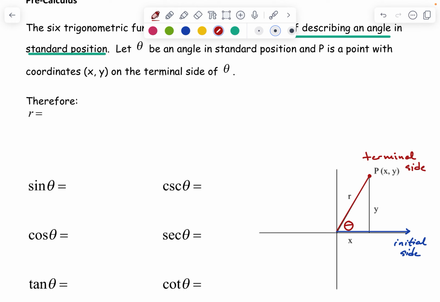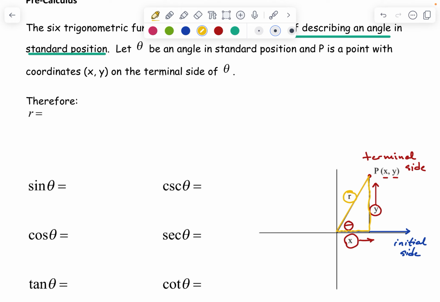And so we reach this point P that has coordinates x and y. Remember, the x comes from moving right or left. The y comes from moving up or down. In this case, we're moving right and moving up, but that could change based on any theta. As we measure this out, we have our x side right here, our y side right here, and our terminal side, our connecting side, gives us r.